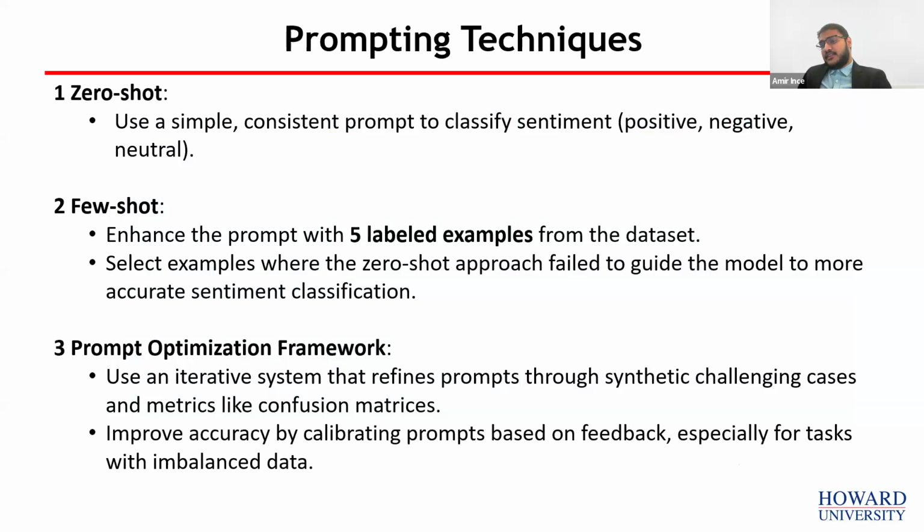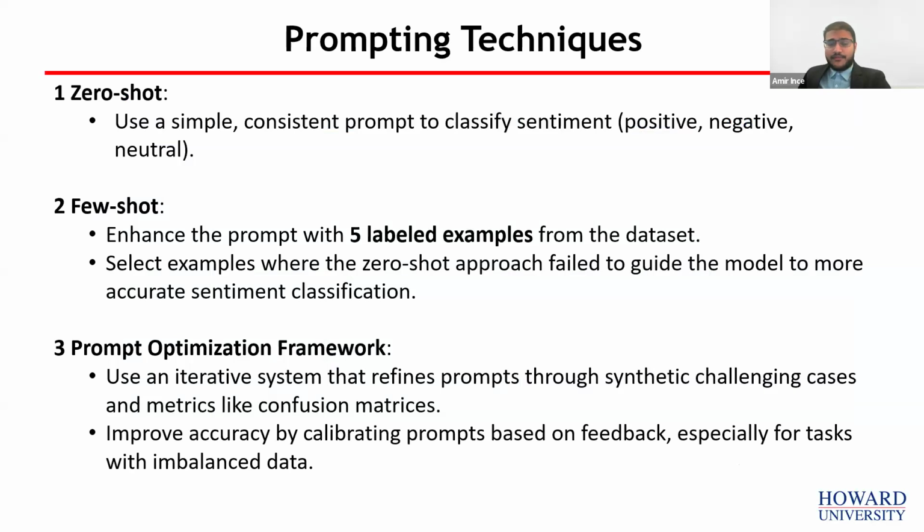So let's look at our prompting techniques. Our first approach was using a zero-shot approach where we just fed a naive prompt to the models and used the same base prompt for all of the datasets to classify the sentiment of the text as positive, negative, or neutral.